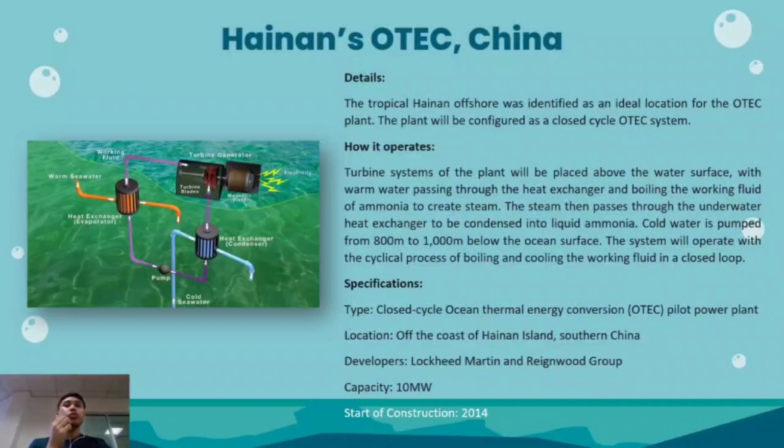In detail, the tropical Hainan offshore was identified as an ideal location for the OTEC plant. The plant will be configured as a closed cycle OTEC system. For the specification, the type is closed cycle ocean thermal energy conversion pilot power plant. The location is the coast of Hainan Island in southern China. The developers are Lockheed Martin and Reignwood Group. The capacity is 10 megawatt and it started construction in 2014.